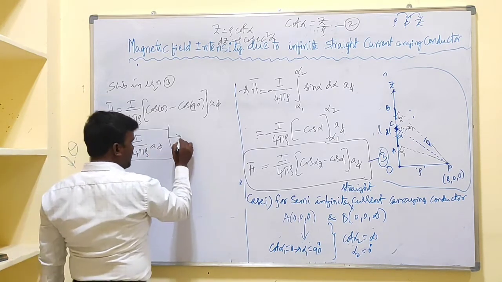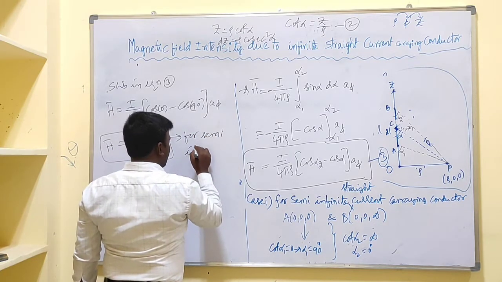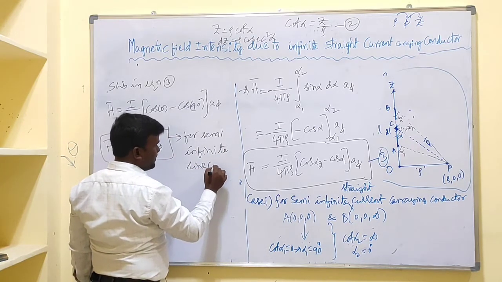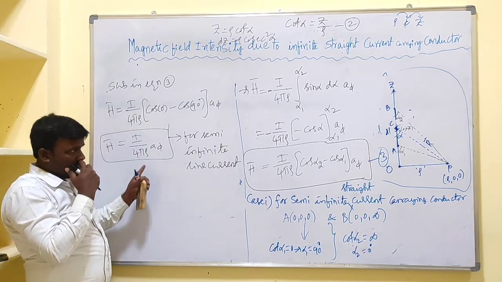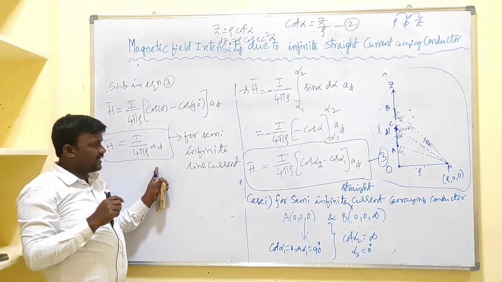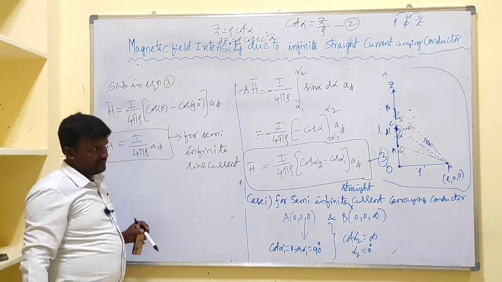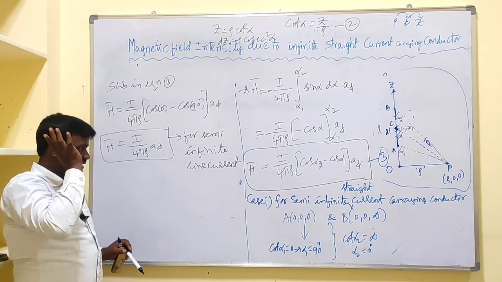For semi-infinite line current, we can call it the semi-infinite line current. Means what? This is the magnetic field intensity due to a straight current carrying conductor. If the length of that straight current carrying conductor is semi-infinite, it means what? 0 to infinity. Infinite means minus infinity to plus infinity.